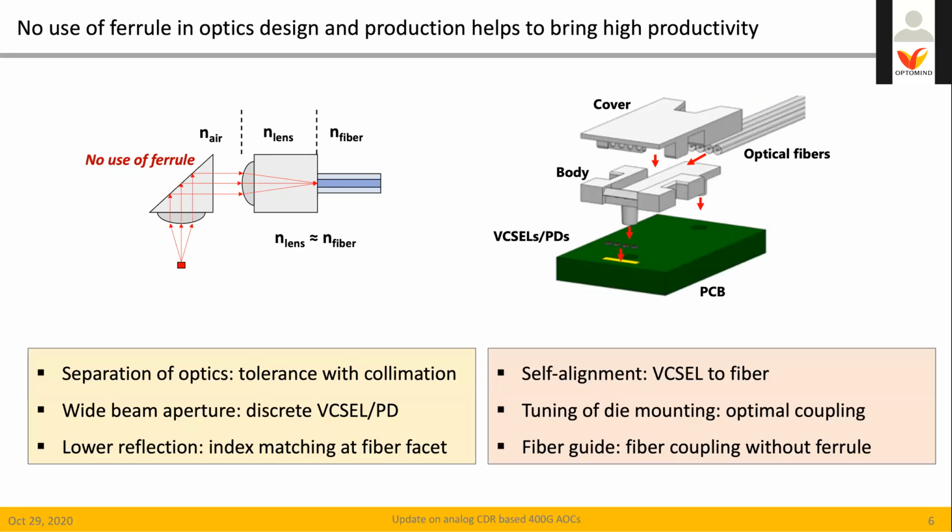Our design of optics does not use a ferrule as an optical connecting part, and it will bring higher productivity during the assembly. Two lenses are used to separate collimated beam optics to improve the optical tolerance for alignment. Wide beam aperture is attained by using an individual device instead of an array device. The air gap is eliminated to produce lower reflection. Each optical device is mounted to its optimal position to ensure optimal optical coupling. The fiber guide structure can align the fibers passively without a ferrule.